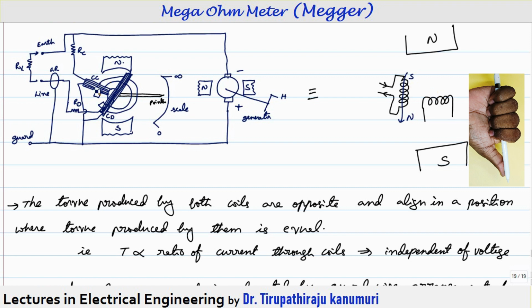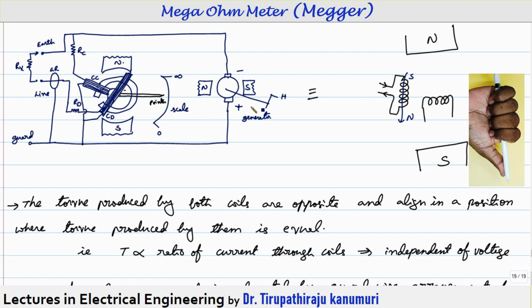So in order to align with this magnetic field, what should it do? It will move downwards, because when the coil position is like this, it will align along the magnetic field, or the flux produced will be along this magnetic field. So that means, let us assume that Rx is equal to infinite, current passes only through this control coil.